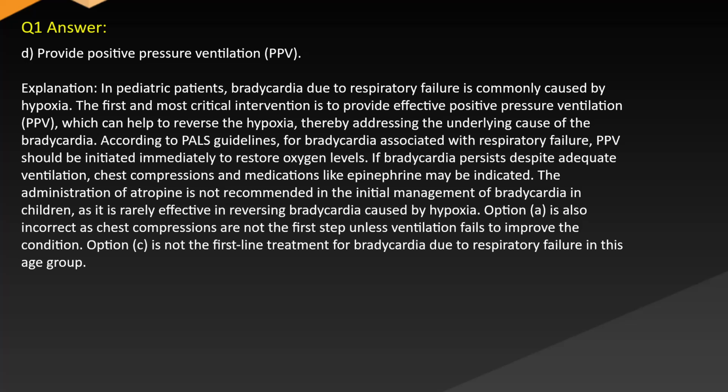According to PALS guidelines for bradycardia associated with respiratory failure, PPV should be initiated immediately to restore oxygen levels. If bradycardia persists despite adequate ventilation, chest compressions and medications like epinephrine may be indicated. The administration of atropine is not recommended in the initial management of bradycardia in children, as it is rarely effective in reversing bradycardia caused by hypoxia. Option A is also incorrect, as chest compressions are not the first step unless ventilation fails to improve the condition. Option C is not the first-line treatment for bradycardia due to respiratory failure in this age group.